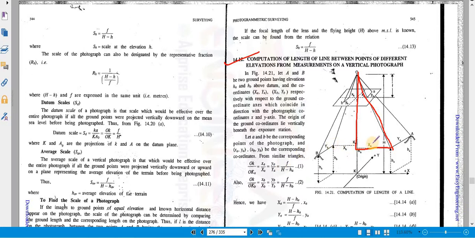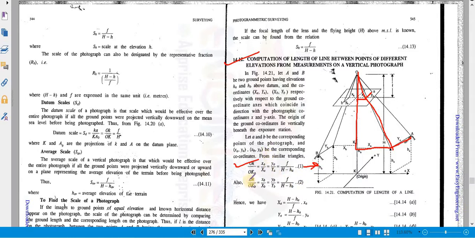So XA, this small xa divided by this capital XA. Okay, these are two triangles. This small xa, this is capital XA, equals to what? And in a similar manner, this YA will be equal to this small y, which can be written by the focal length formula, f equals to what, capital H minus small h.